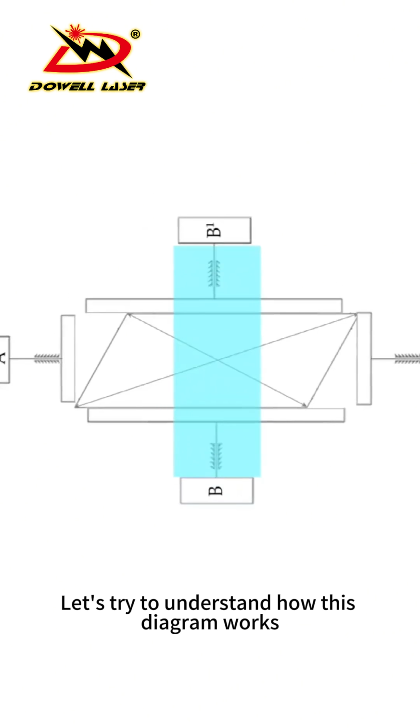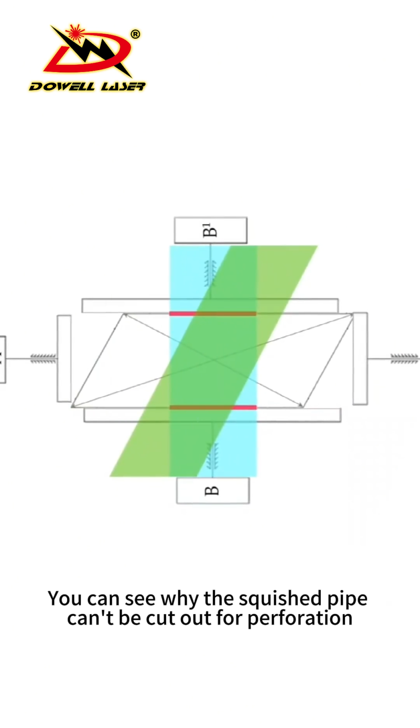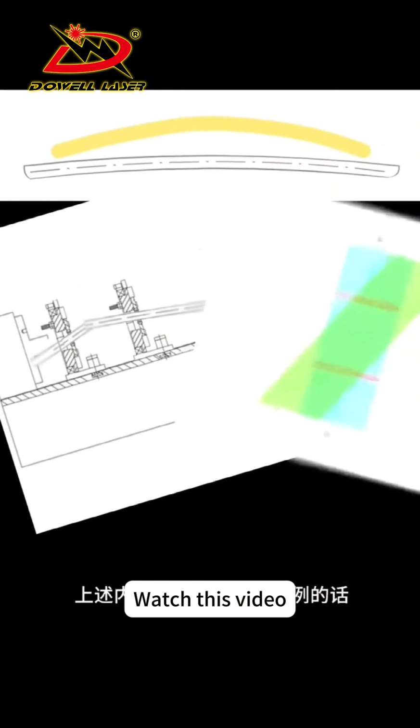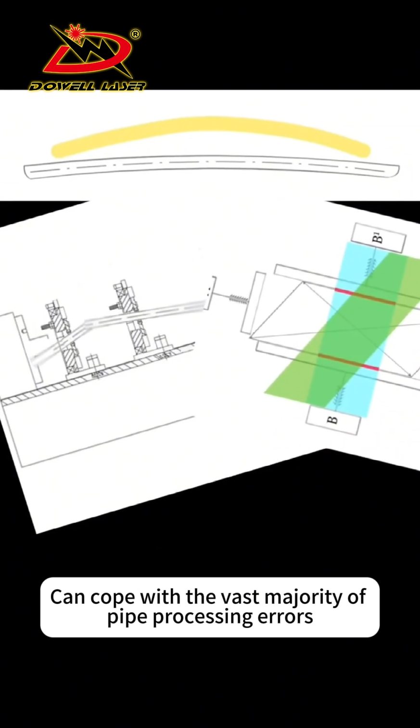Let's try to understand how this diagram works. You can see why the squished pipe can't be cut out for perforation. Watch this video. It can cope with the vast majority of pipe processing errors.